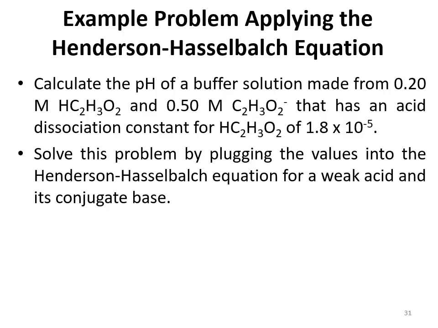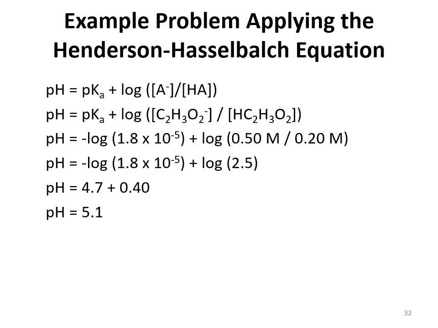Solve this problem by plugging the values into the Henderson-Hasselbalch equation for a weak acid and its conjugate base. So which equation will be used? The equation used for this example will be pH is equal to pKa plus log of the negative ion concentration divided by the undissociated acid. So you will put in all the values that have been given in the question. At the end we have an answer of 5.1.